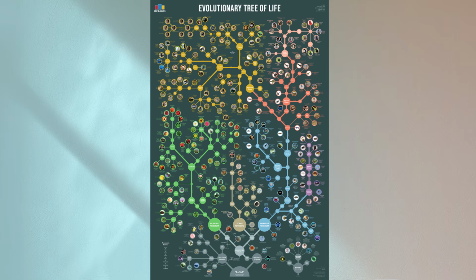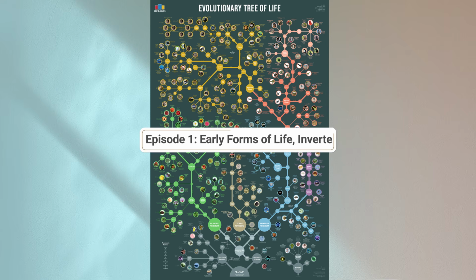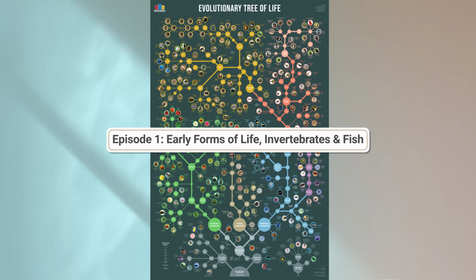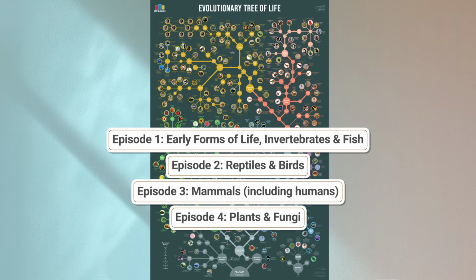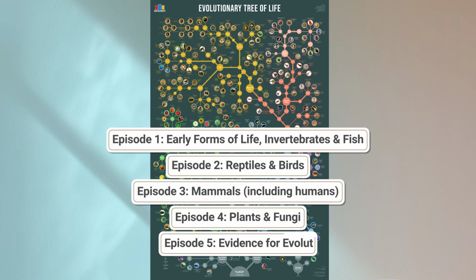Okay, so today's video is going to be the first in a series of videos that I'll be doing on evolution, mostly explaining the Tree of Life chart in detail. In episode 1, I'll be focusing on the very earliest forms of life and how they ended up leading to the three major kingdoms that most people are familiar with: plants, fungi, and animals. From there, I'll be going through invertebrates, such as mollusks and insects, as well as the earliest type of vertebrates, fish. In future episodes, we'll then take a look at reptiles and birds, mammals, including humans, the plant kingdom, and then finally, I'll be doing a bonus episode on the evidence for evolution. Okay, let's get to it.